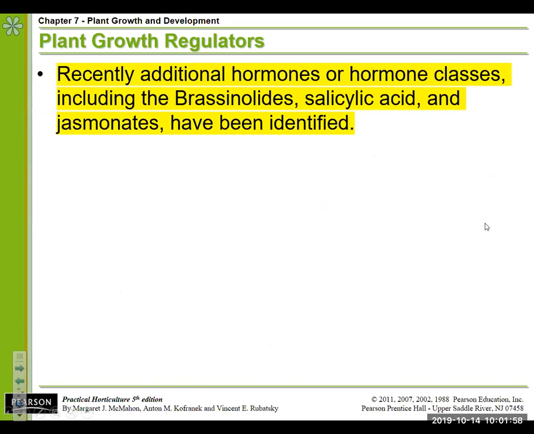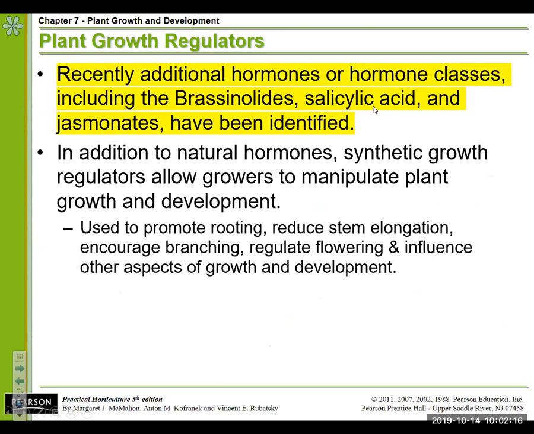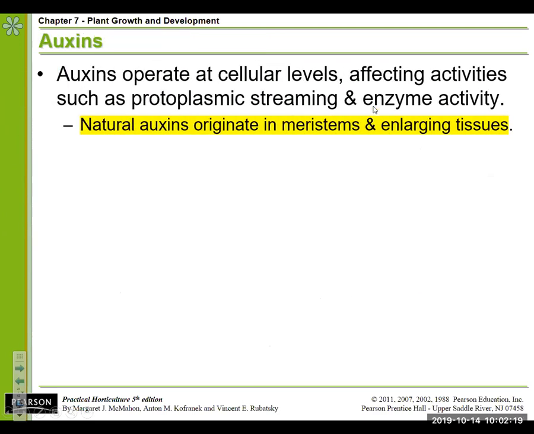We've also recently added hormones and hormone classes that we're still not great at getting a complete understanding of. We have the brassinosteroids, salicylic acid, and jasmonates as recently added hormones or hormone classes. So let's talk about each of these hormones.